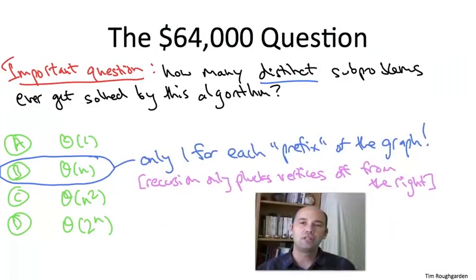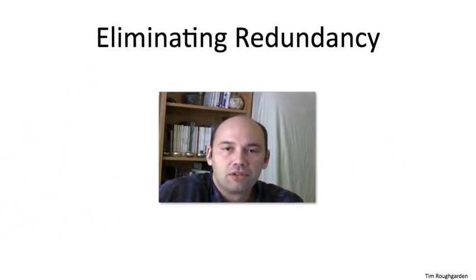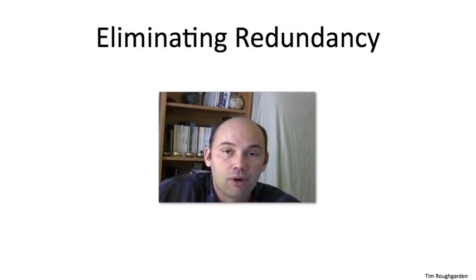From this, we conclude that the exponential running time of the previous algorithm arises solely from the spectacular redundancy of solving exactly the same subproblem from scratch over and over again. So this observation offers up the promise of a linear time implementation of this algorithm. After all, there's no need to solve a subproblem more than once. Once you've solved it once, you know the answer.